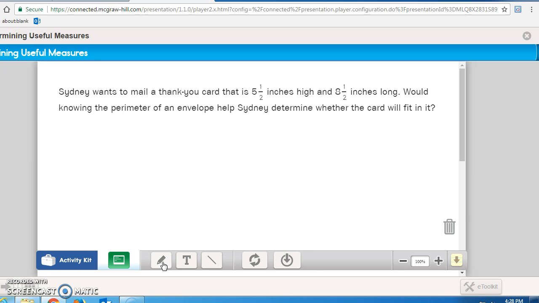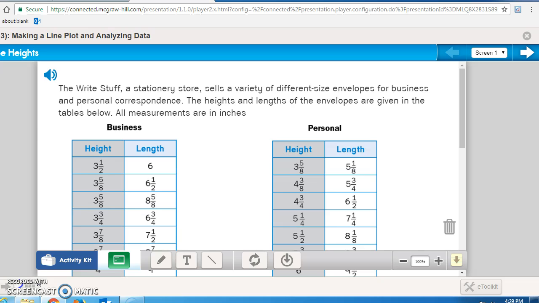So another possible envelope with a perimeter of 28 inches would be 2 inches high and 12 inches long. So 2 plus 2 plus 12 plus 12. The card wouldn't fit in that envelope at all. So knowing the perimeter of this envelope can only help Sydney determine whether or not the card will fit if the perimeter is less than the perimeter of the card. If the envelope's perimeter is smaller, the card won't fit. So in this lesson, you will make line plots displaying the heights of envelopes measured to the nearest eighth inch.